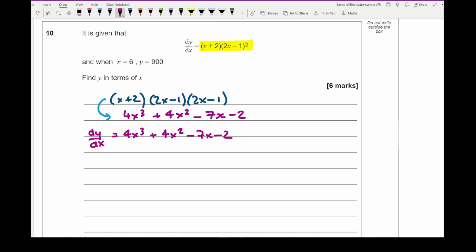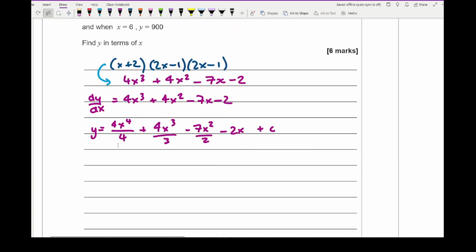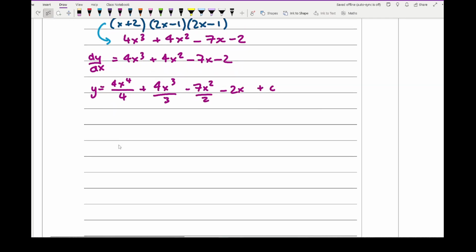Now from this we can work out what y is by integrating all of this, in which we raise the power and we divide by the new power, so that's going to be 4x to the power of 4 over 4 plus 4x cubed over 3 minus 7x squared over 2 minus 2x plus c. Then if I simplify all of that, and you may not choose to, but you can, we get y equals x to the power of 4 plus 4 over 3 x cubed minus 7 over 2 x squared minus 2x plus c.